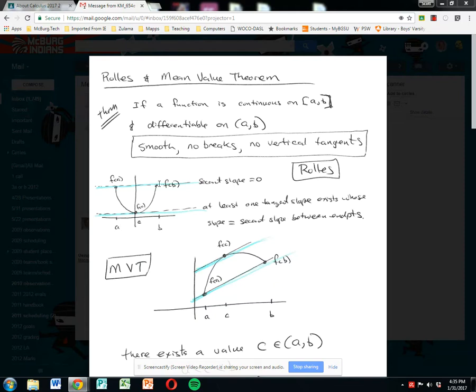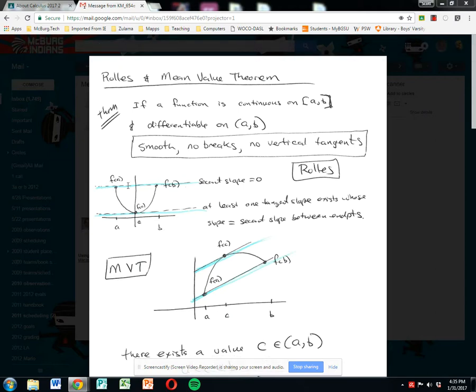if the y values of those are the same, in this particular case you can see the y values line up, and the function is continuous and differentiable, so it's smooth, there's no breaks, there's no vertical tangents, then somewhere along this smooth line there exists a tangent slope which is the exact same as the secant slope.